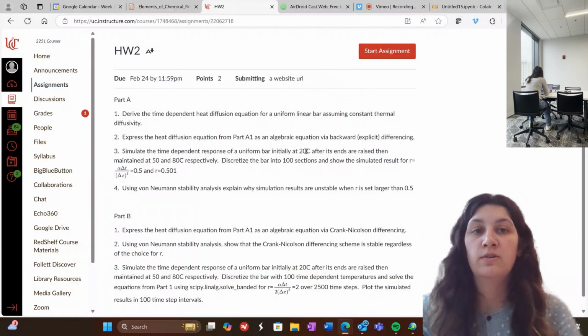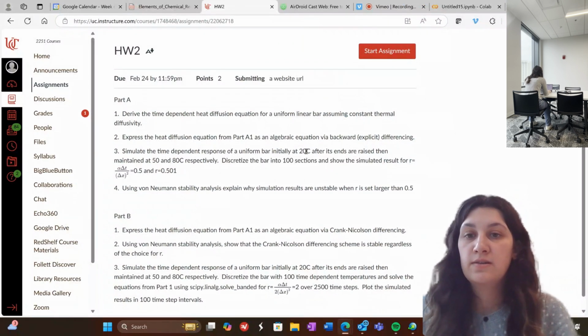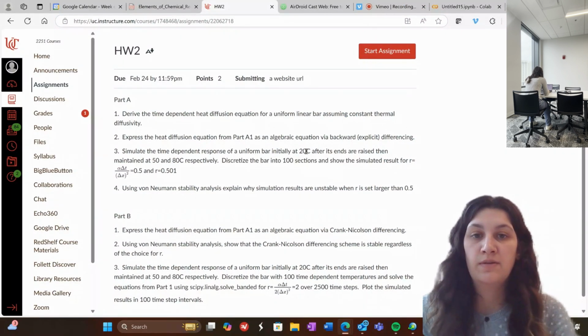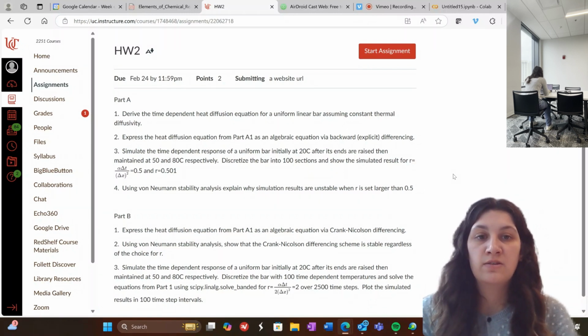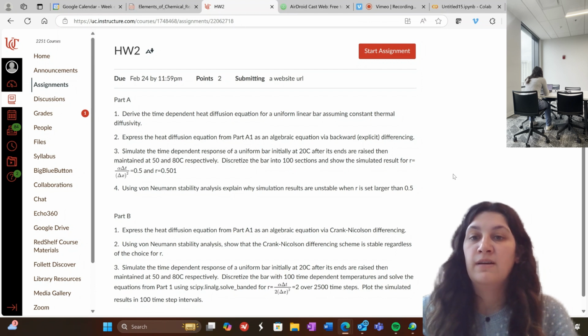Next, we can move on to question 3, which states, simulate the time-dependent response of a uniform bar initially at 20 degrees Celsius after its ends are raised, then maintained at 50 and 80 degrees Celsius respectively. Discretize the bar into 100 sections and show the simulated result for R is equal to 0.5 and R is equal to 0.501.